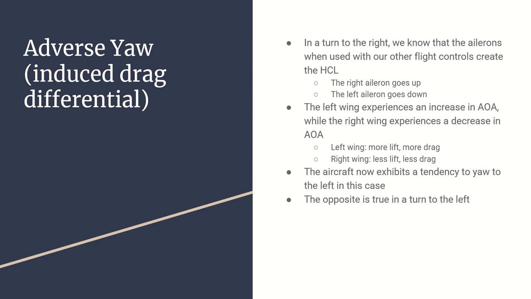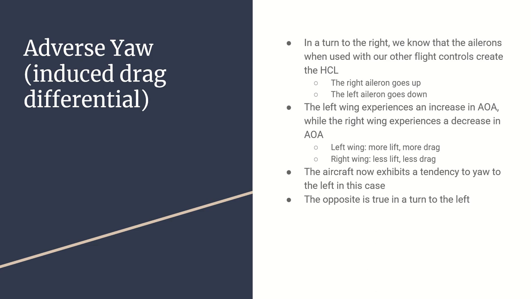Okay, and an easy way to think about adverse yaw is the fact that it's a differential in induced drag between the wings, right? So one wing has more induced drag, the other has less. So let's just use the scenario of rolling into a turn to the right to discuss adverse yaw.